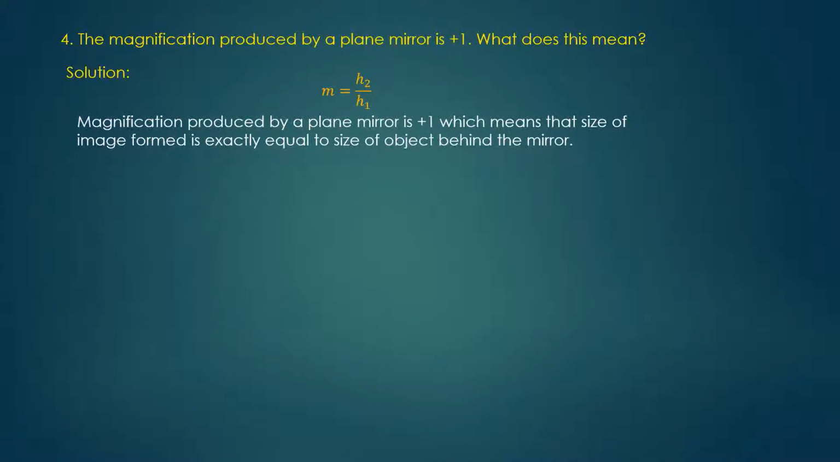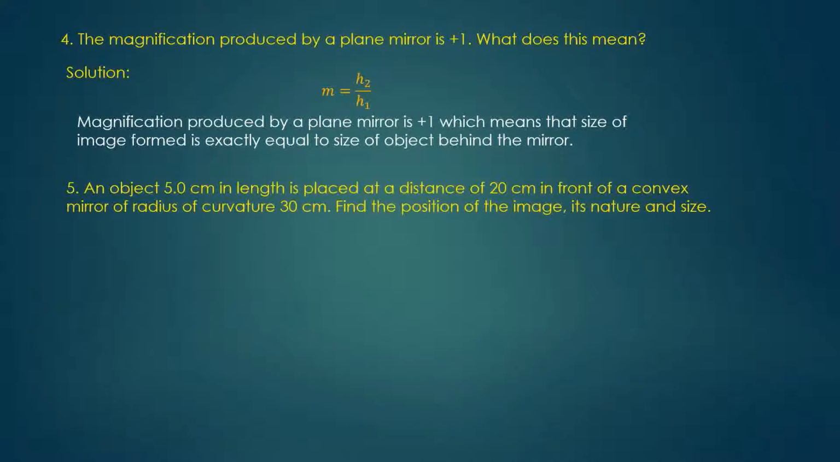So magnification produced by a plane mirror is +1, which means that size of image formed is exactly equal to the size of object behind the mirror. Now next question is, an object 5 cm in length is placed at a distance of 20 cm in front of convex mirror of radius of curvature 30 centimeter. Find the position of the image, its nature and size.